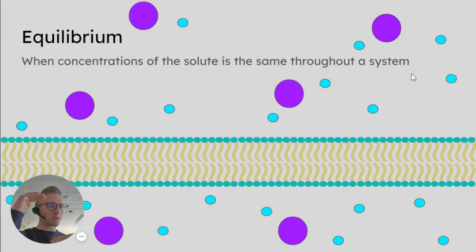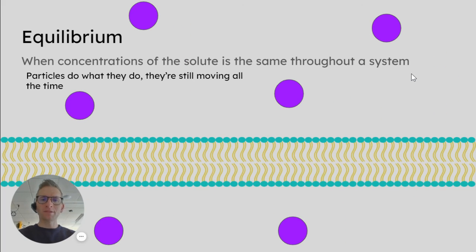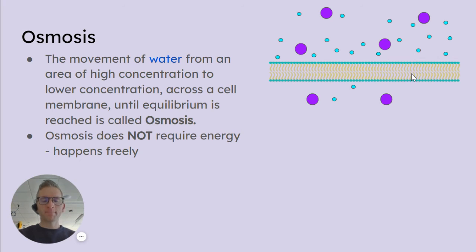Equilibrium is just when the concentrations of a solute are the same throughout a system, top, bottom in this case, or inside and outside. Okay, remember these particles are always moving. It's just what particles do in a fluid environment. So keep that in mind. They're still moving all the time.